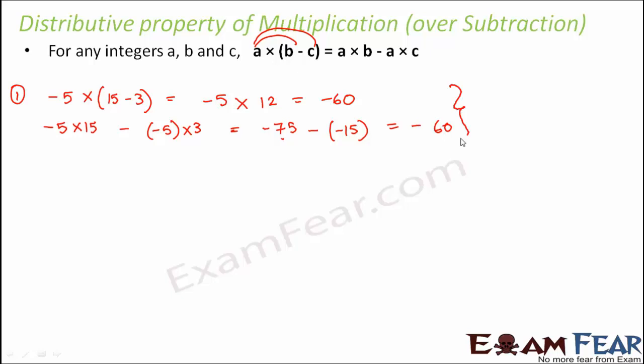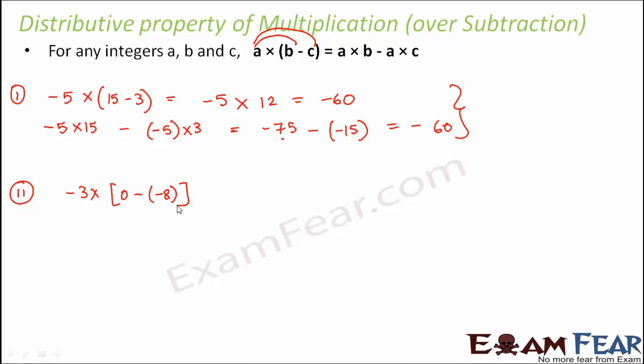So here we see we get the same results for both a into b minus c and a into b minus a into c. Let's take one more example. Let's say minus 3 into 0 minus 8.